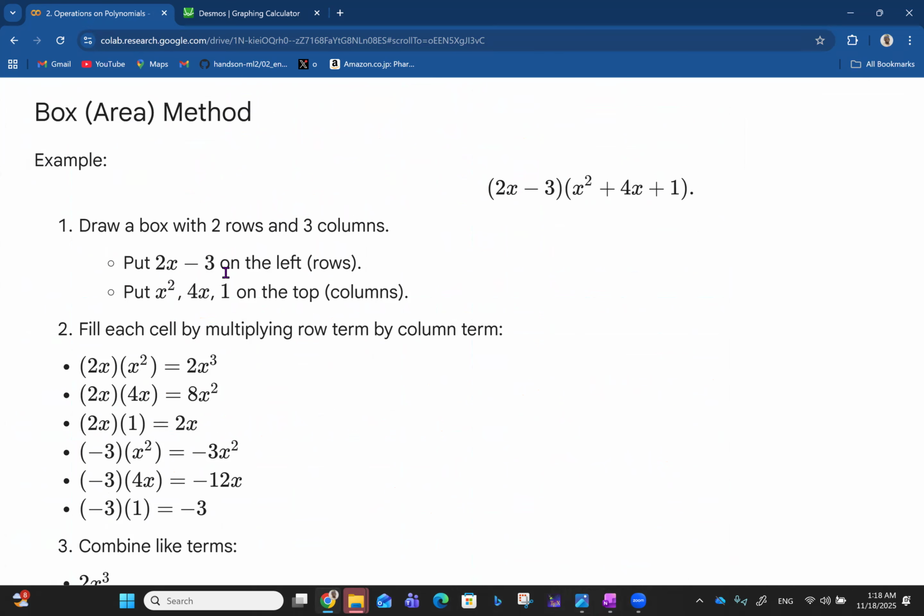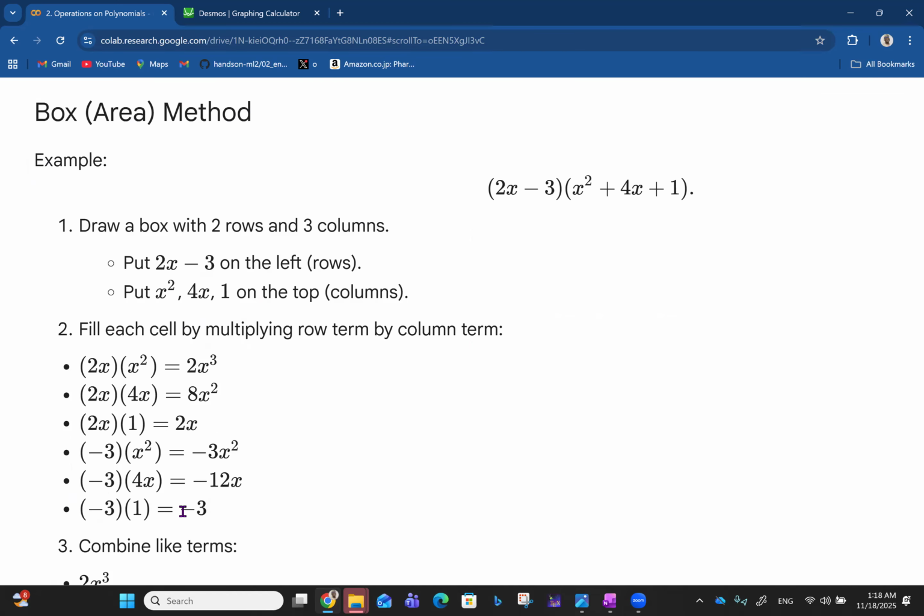Put 2x minus 3 on the left rows, then put x squared, 4x on the top columns. 2 rows and 3 columns, because 2 terms, that's 2 rows, and 3 terms, that's 3 columns. So put 2x minus 3 on the left rows, put x squared, 4x, 1 on the top columns. Fill each cell by multiplying row term by column term.